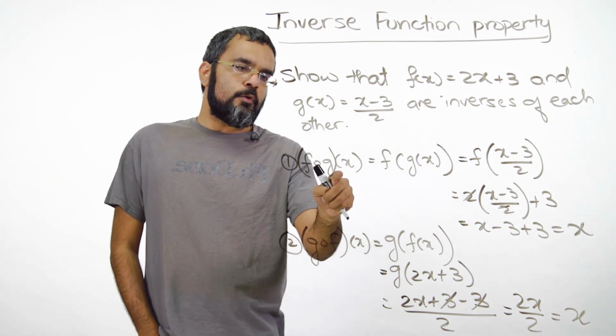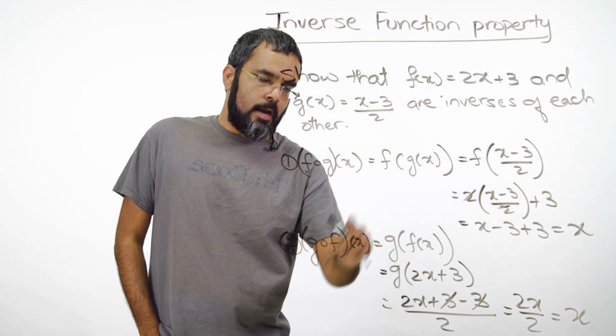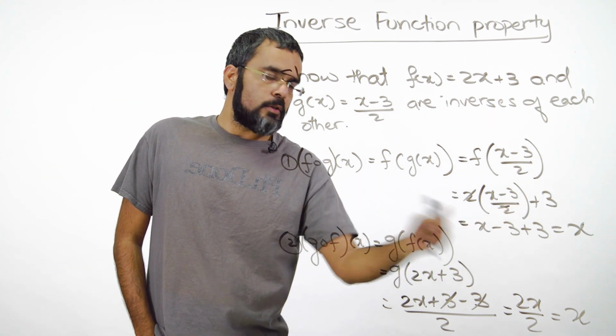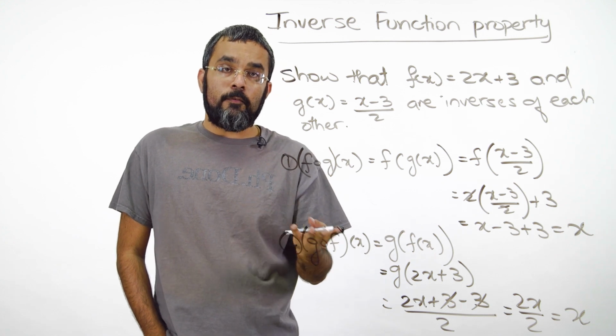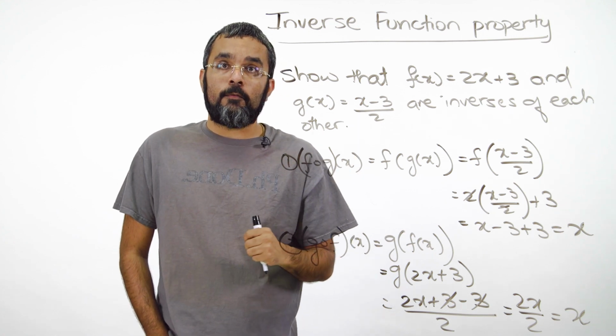So we note that f o g of x is equal to x, and we also know that g o f of x is also equal to x. So we can verify that these two functions are actually inverses of each other.